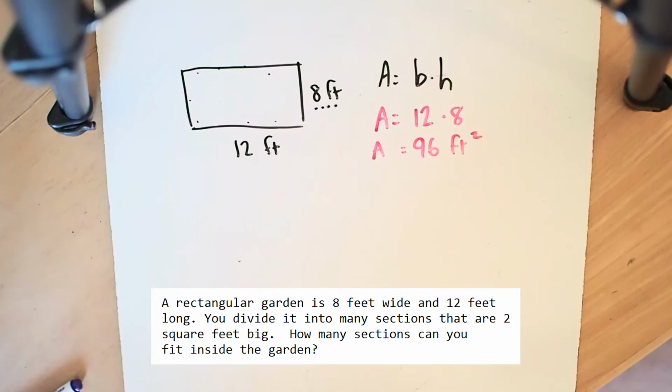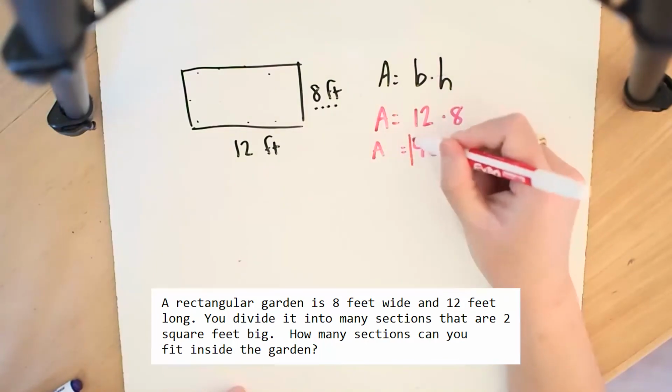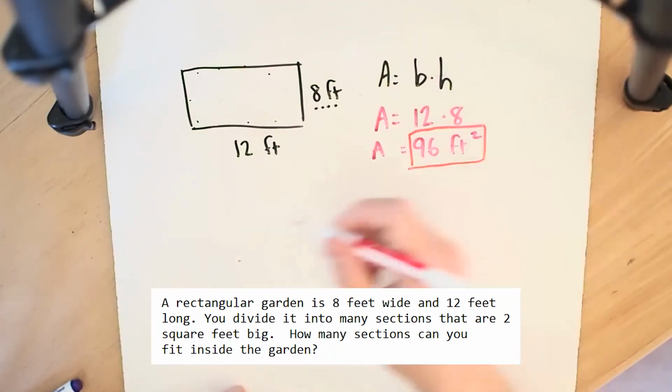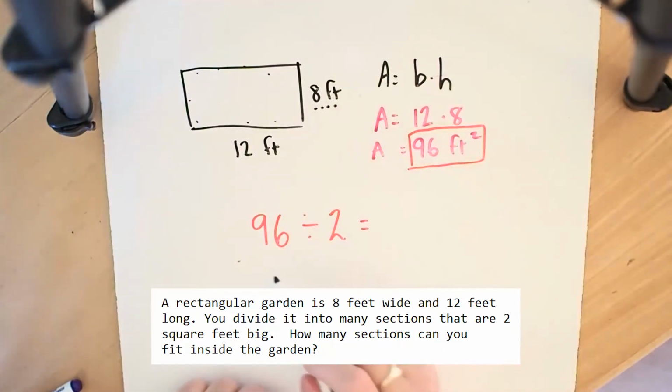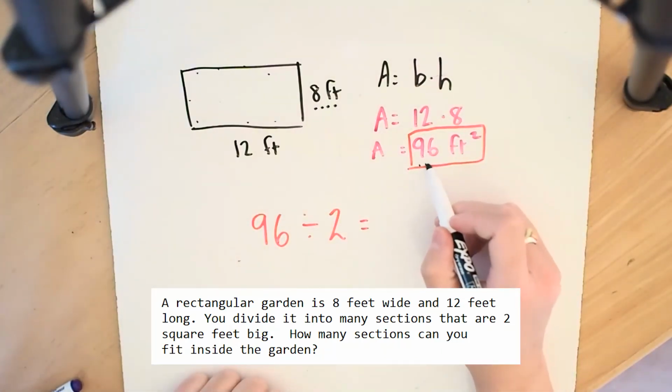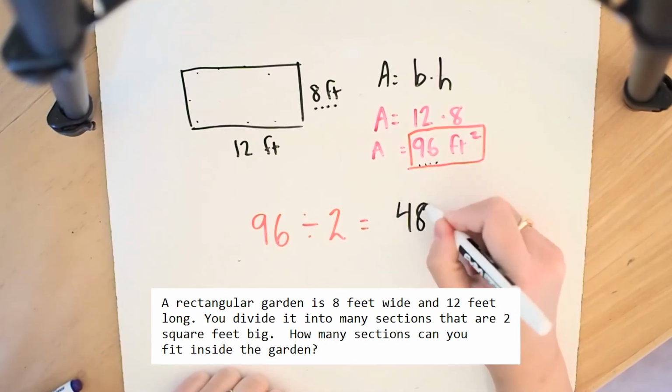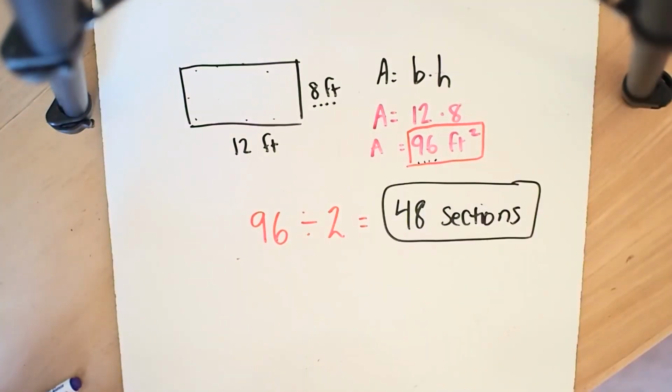Our question says we're dividing it into many sections that are each 2 square feet. If we have a total of 96 square feet and we need to split it into sections of 2, we're simply going to divide 96, the total area, by 2, the size of each section, and we'll get 48 sections. It's very important to carefully read the word problem to make sure that you know what it's asking you for. Don't just go around multiplying all the numbers you see, because that might not be the right answer. Good luck.